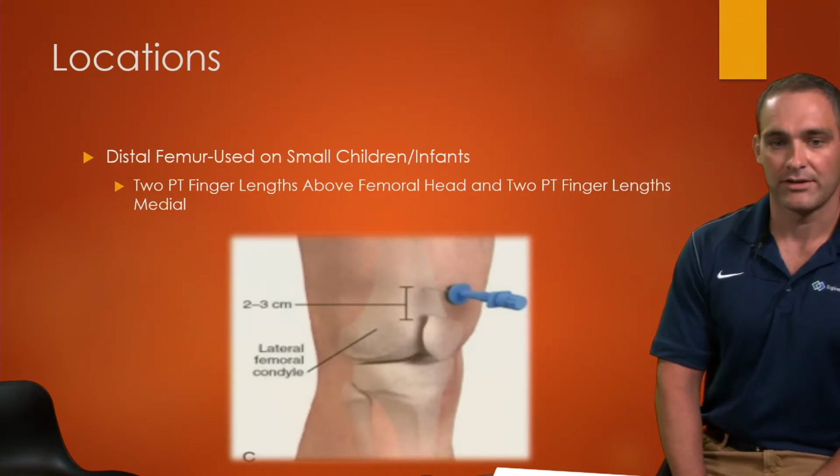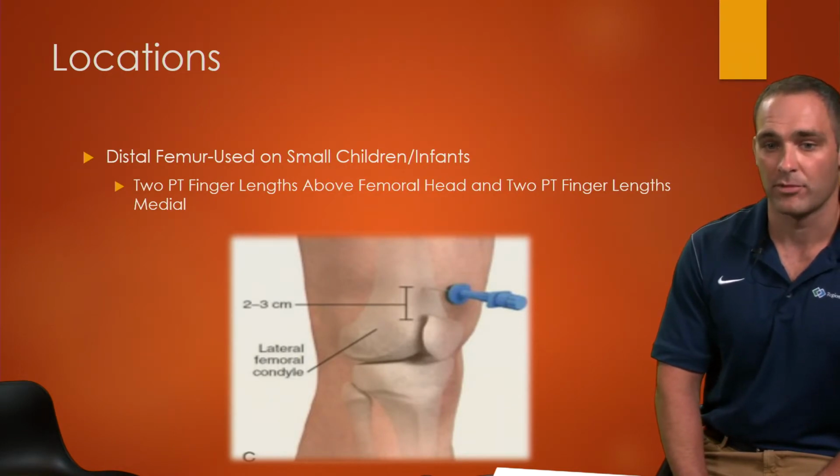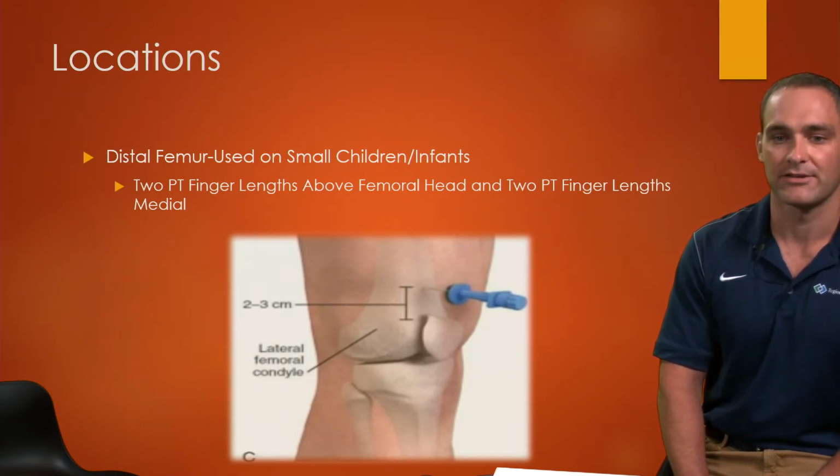Another location is the distal femur. This one is mostly used on small children and infants because it's the largest bone in the body. It's kind of the opposite of your tibia. This time you go 2 patient finger lengths above the femoral head and then 2 patient finger lengths medial to that.